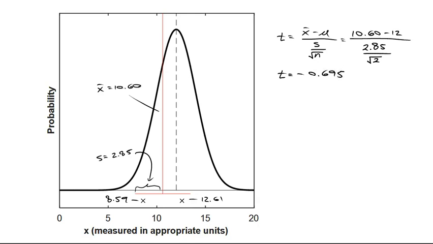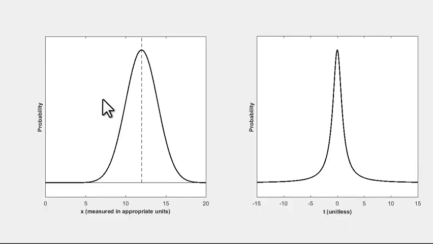So from here, what I'm going to do is run multiple simulations, and I'm going to collect multiple values of t, and I'm going to make a histogram of all of these values of t. So here's my simulation. I'm showing the exact same normal distribution on the left, and what I'm showing on the right is a t-distribution with 1 degree of freedom.